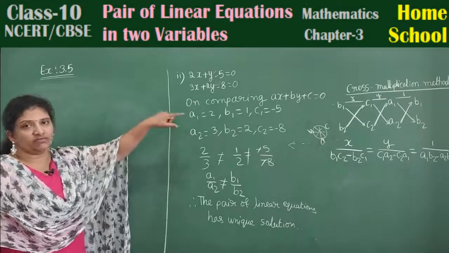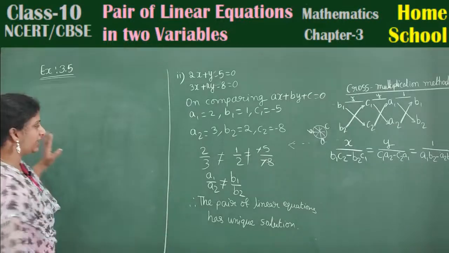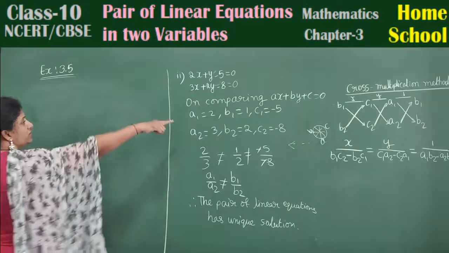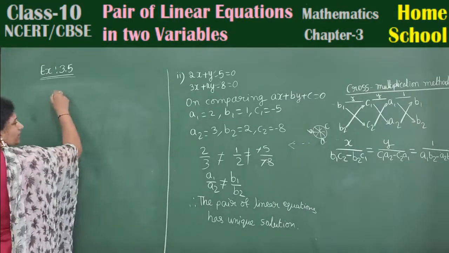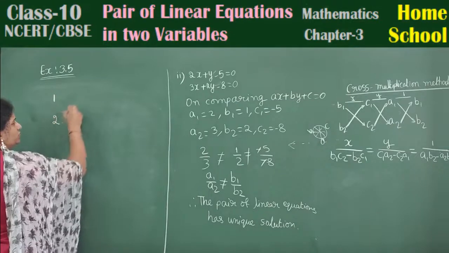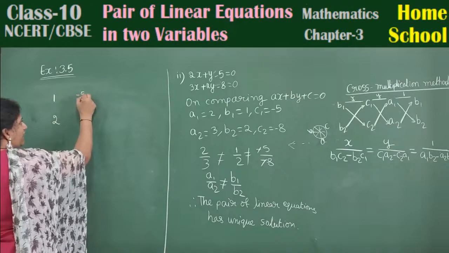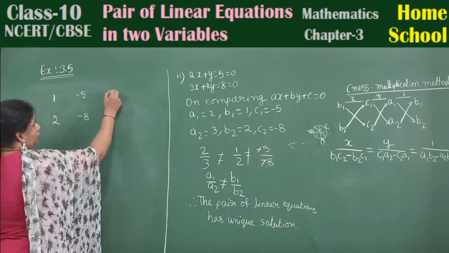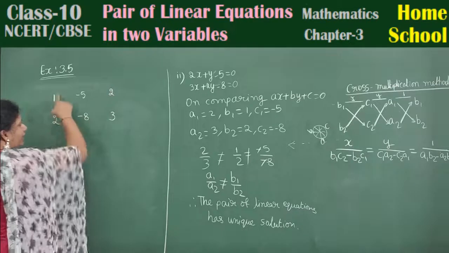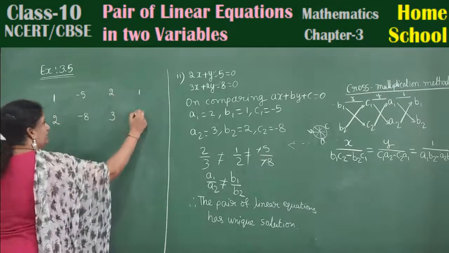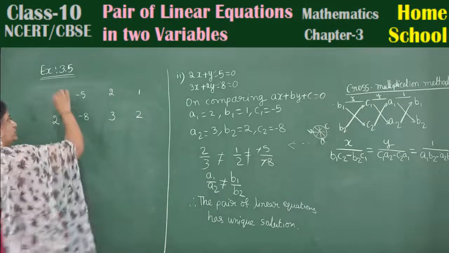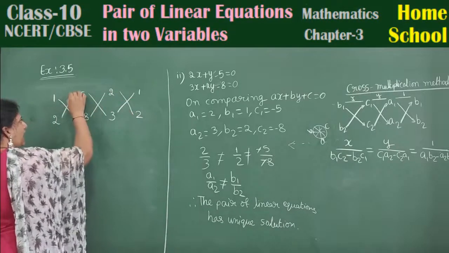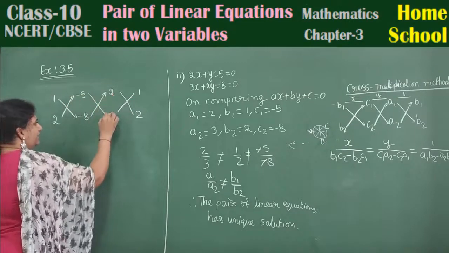Observe A1, A2, B1, B2, C1, C2. Then start writing here. What is the first letter we are going to take in this method? B1. So what is the B1 value? Directly you can write 1, B2 value is 2. C1 value is minus 5, C2 value is minus 8. Then next A1, 2 and 3. Then again the same is repeated here. Okay. Now put cross marks and then arrows towards the right side.